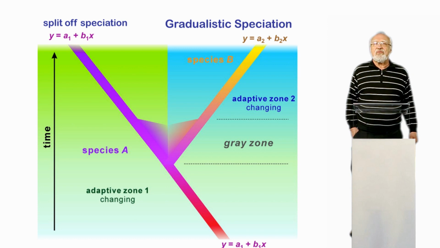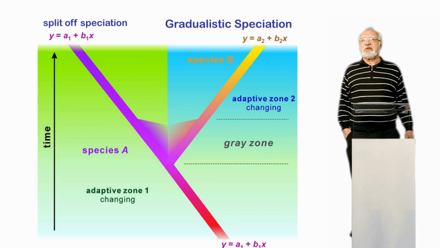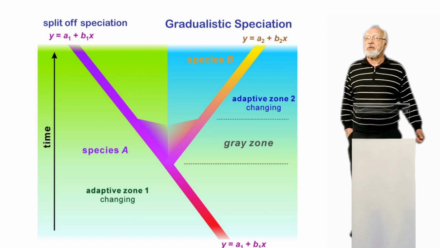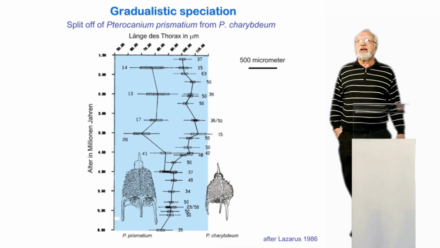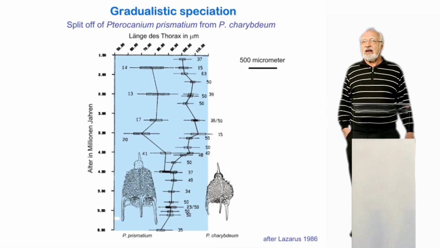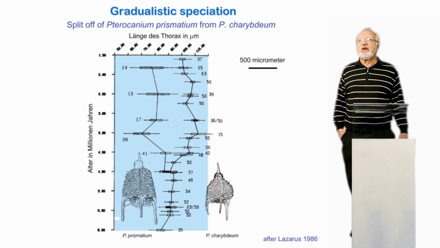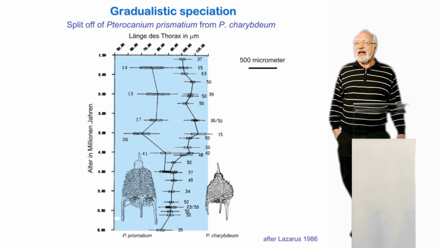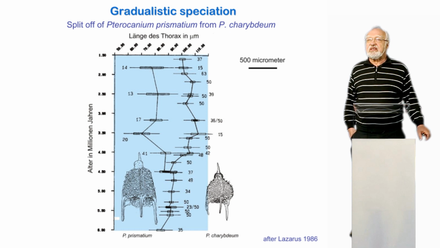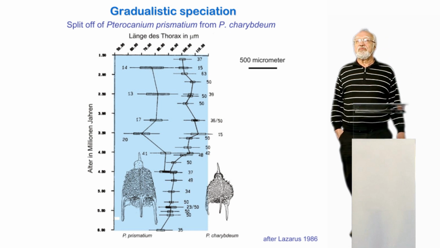So we have the gradualistic speciation. We have, of course, examples, especially from micropaleontology. And here you can see the gradual evolution and the split-off of a radiolarian. It's a planktonic, single-celled organism.